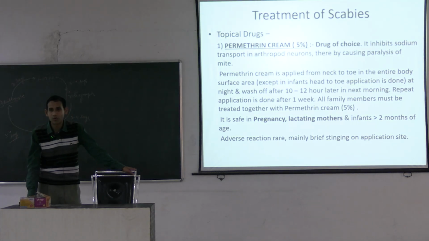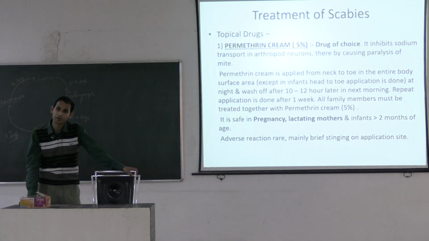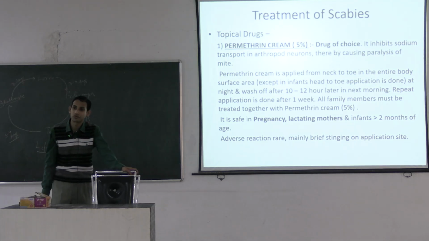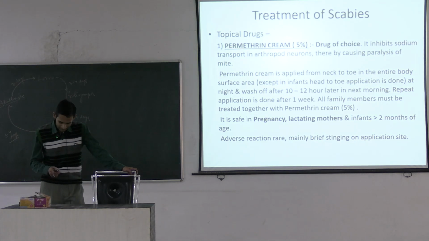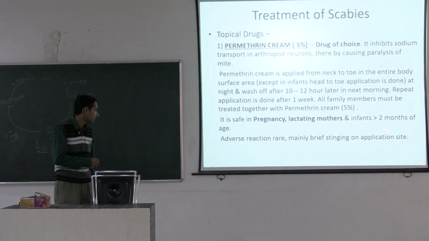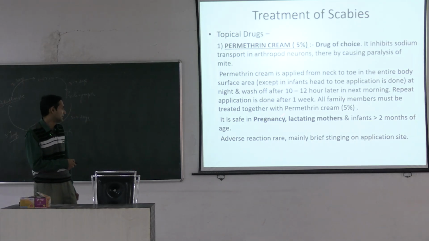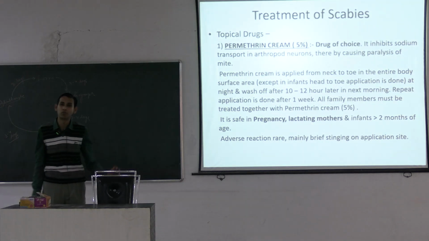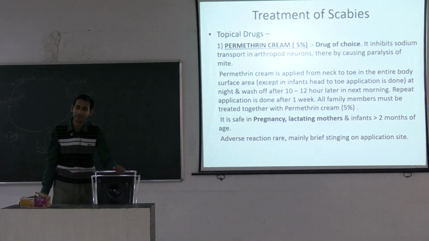In that case, all the household members should be treated at the same time, whether pruritus is present or not, and all the clothing, bedding, bed sheets, linen and towels should be washed properly with hot water. This is the most important aspect of the treatment, number 1. And number 2, as I have already told, permethrin is a very safe medication. It is safe in pregnancy, lactating mothers and infants more than 2 months of age. So, permethrin is a very safe medicine.